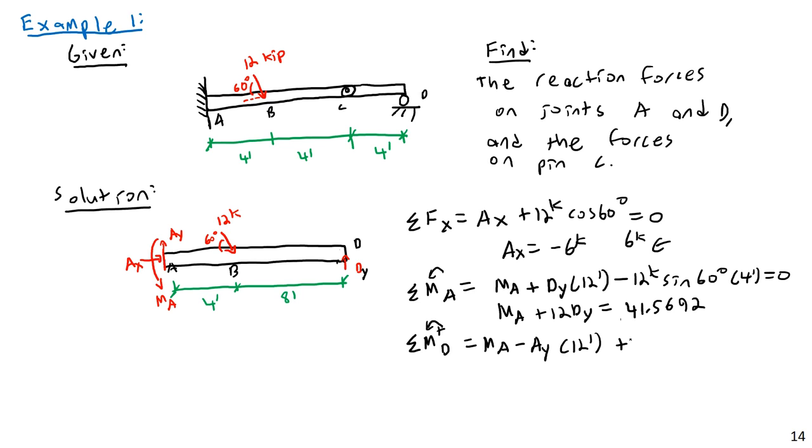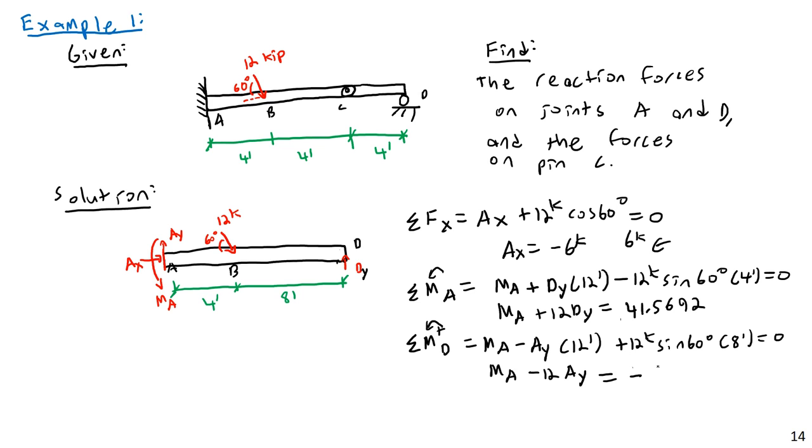So plus 12 kips, again times the sine of 60, and then times a moment arm length of 8 feet. And all of this is equal to zero. And so then I end up with an equation that says MA minus 12AY is equal to negative 12 sine 60 times 8. So that comes to negative 83.1384.